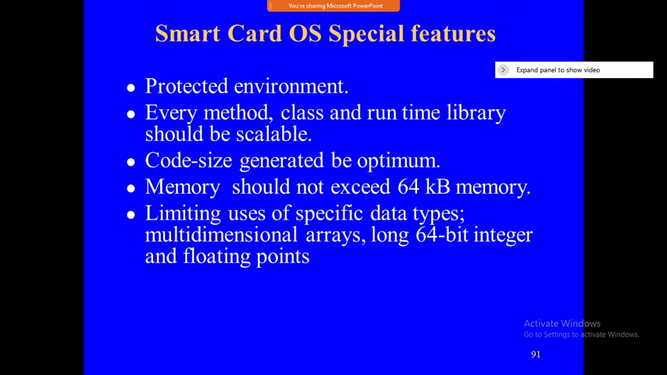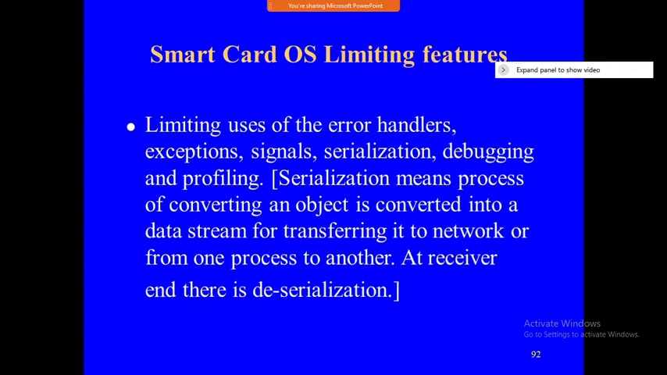After that, we have to see some special features. Protected environment. Every method, class, and runtime library should be scalable. Code size generated should be optimum. Memory should not exceed 64 KB. Limiting use of specific data types: multidimensional arrays, long 64-bit integer, and floating points. Smart card OS limiting features. These are the limiting features: limiting use of the error handler, exception, signal, serialization, debugging, and profiling. These are some of the limitations.